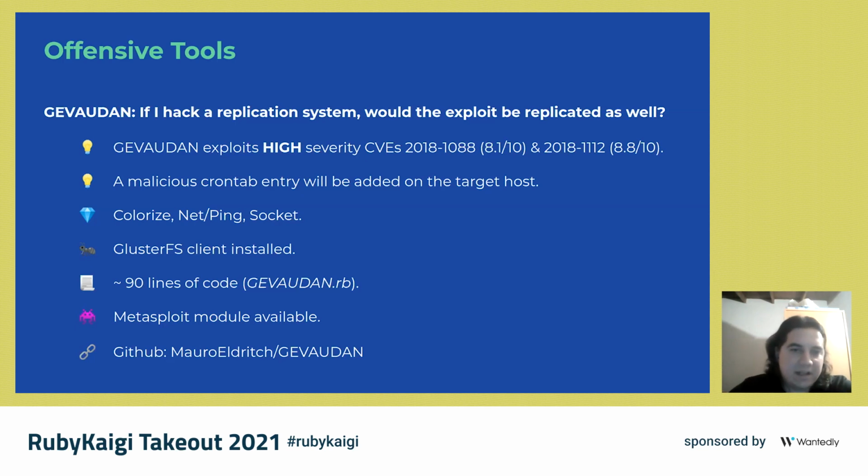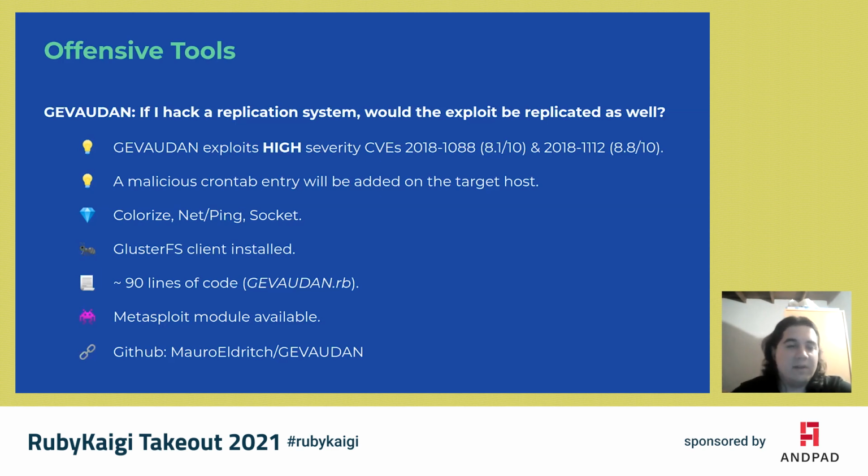Kebab, it's an exploit that targets two high severity CVEs for Gluster. Gluster is one of my favorite replication systems. So take the lead here. If you hack a replication system, you will be hacking a lot of other systems by replication. So in this case, we will hack two GlusterFS specific CVEs in order to place a malicious cron tab entry in the target host. Obviously, once you run this cron job, it will impact different servers.